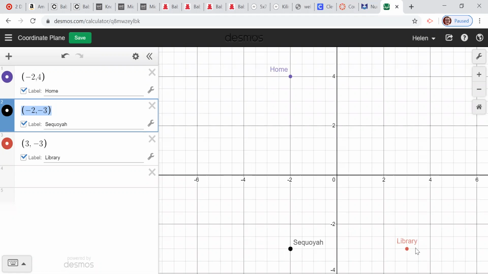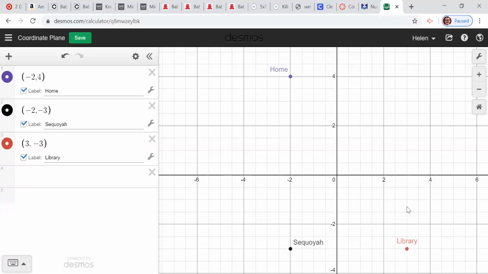Last, we have our library. We're starting at our origin. We're traveling along our x-axis first, and then we are going down those stairs to get to our library. Once we are at our library, we can find the corresponding x and y points.